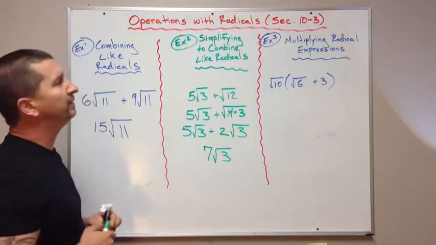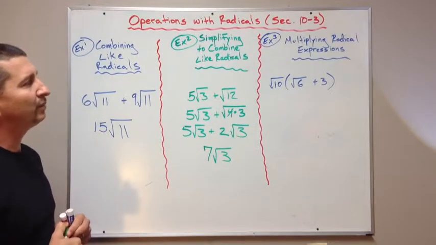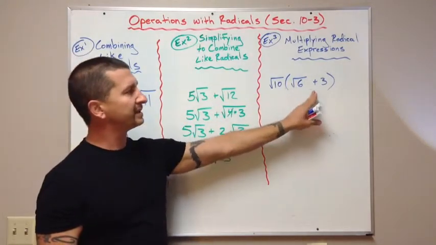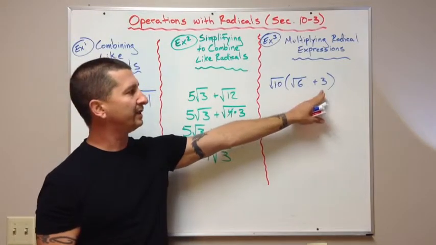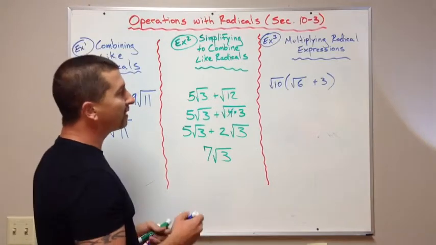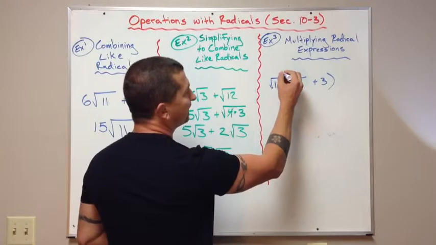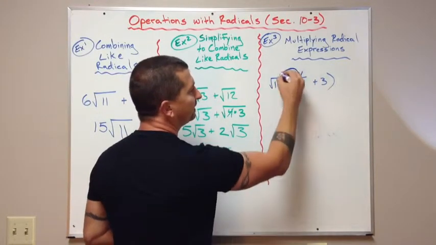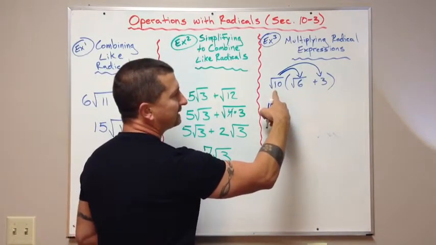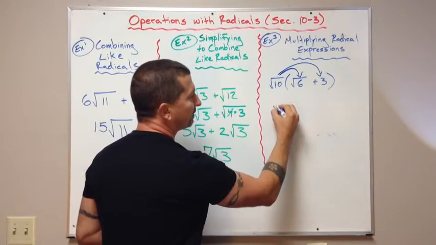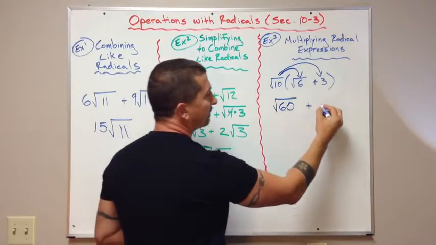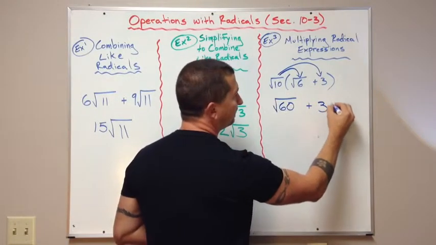In our third example, we're going to be multiplying radical expressions. We have the square root of 10 times the sum of the square root of 6 and 3. Now, if you're thinking this looks like a distributive problem, you're right, and we are going to distribute. We're going to distribute the square root of 10 to the square root of 6 and to the 3. When we do that, we get square root of 10 times the square root of 6, which is the square root of 60, plus 3 times the square root of 10.